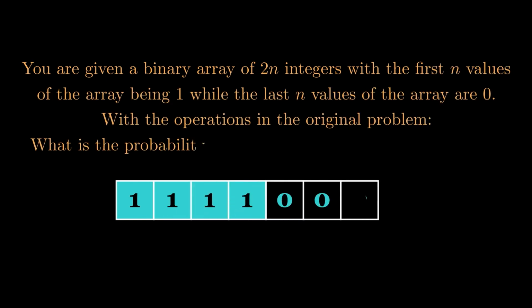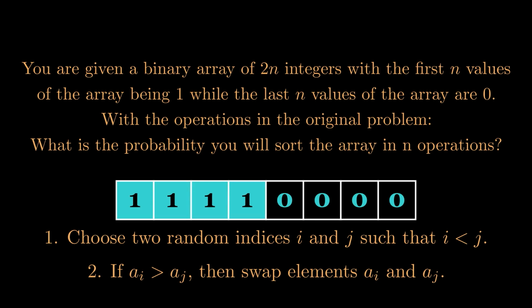You're given a binary array of size 2n, and the first n elements are 1s and the last n are 0s. Using the operations in the original problem, what is the probability you will sort the array in the first n operations?